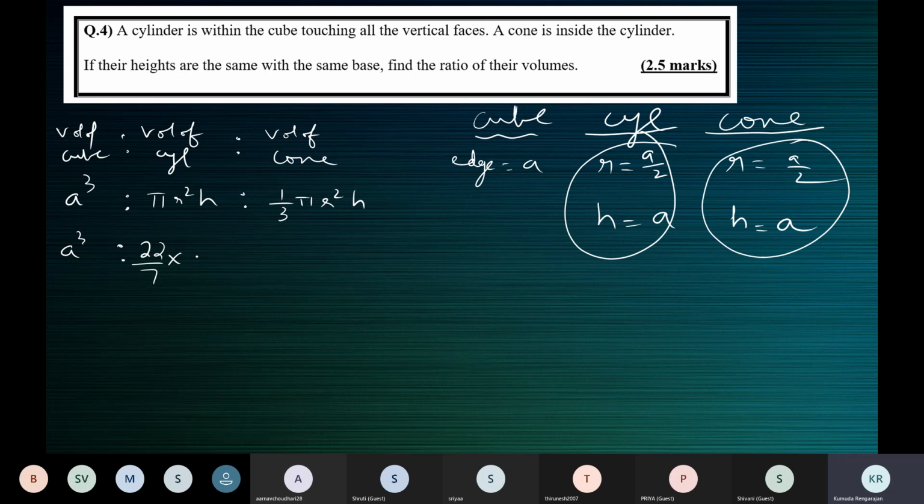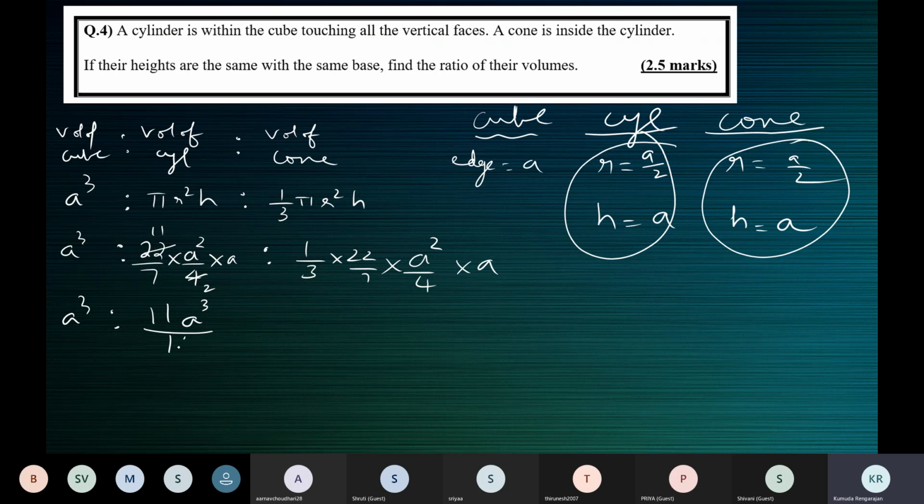R square is what? A by 2 the whole square. A square by 4 into h. A cubed is to 22/7 into A square by 4 into h, which is A. Is to 1/3 into 22/7 into A by 2 the whole square, A square by 4 into h, which is A. So now can something get cancelled here? Yeah, so this will become 11 and 2. So 11a cubed divided by 14 is 2. 11 and 2 here. So it will be 11 by 7 sixes are 42, 42. The numerator A square into A is A cubed.